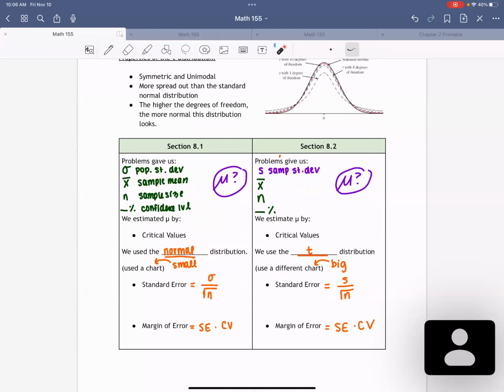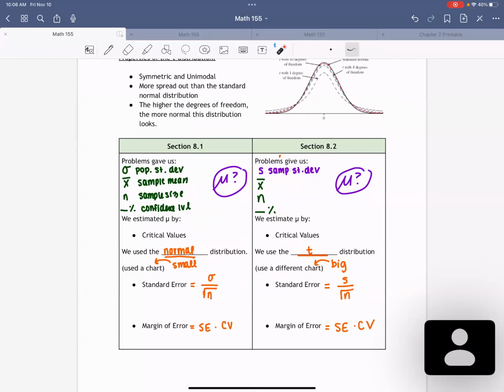The new set of notes, which are these, are questions that give us the sample standard deviation. Okay, so that's the only difference between this question and the questions in the last section. Everything else that you do, they're the same steps, but there are slight differences within the steps.